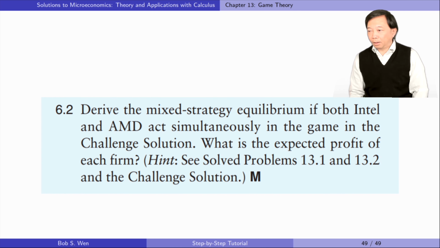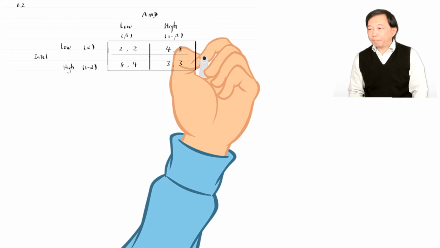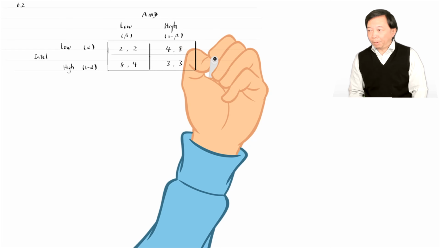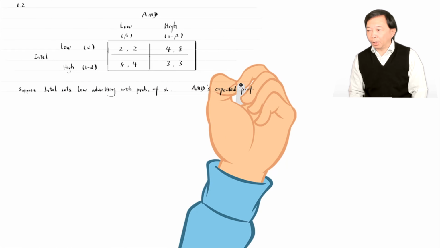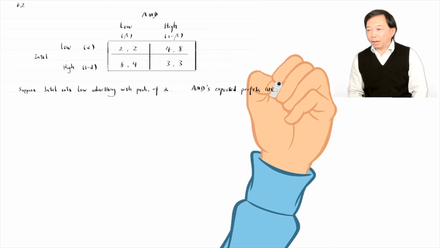Let's tackle the last problem. Derive the mixed strategy Nash equilibrium if both Intel and AMD act simultaneously in the game in the challenge solution. What is the expected profit of each firm? We write the payoff matrix. Suppose Intel sets low advertising with a probability of alpha. We calculate AMD's expected profits for each of its strategies.